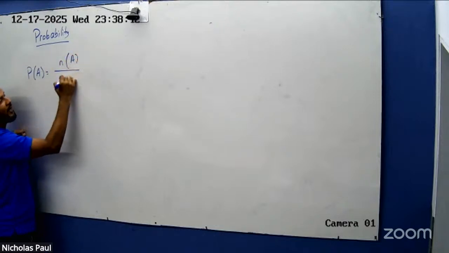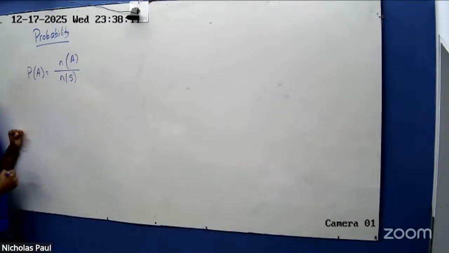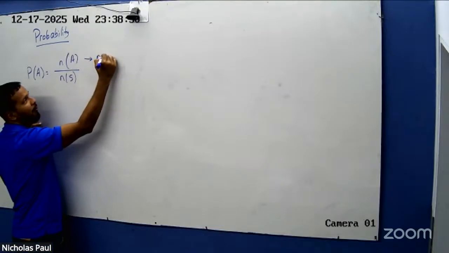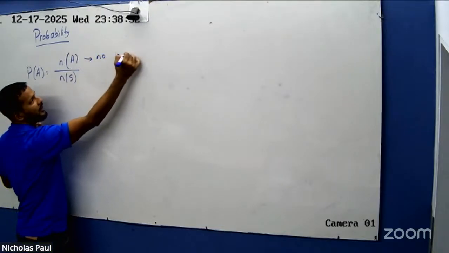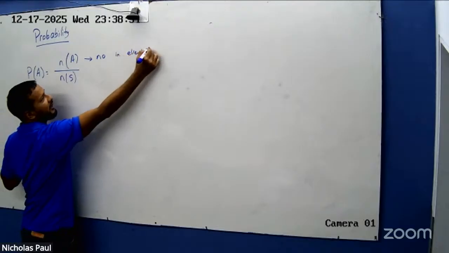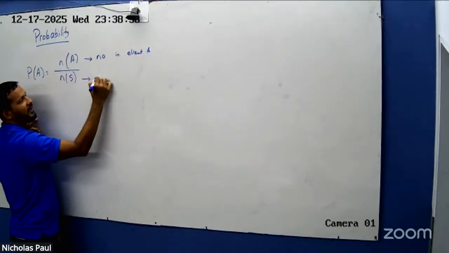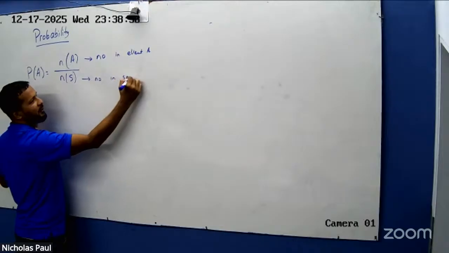The probability of any event E is the number in the event A over the number in the sample space. So the probability of any event is the number in the event A divided by the number in the sample space.